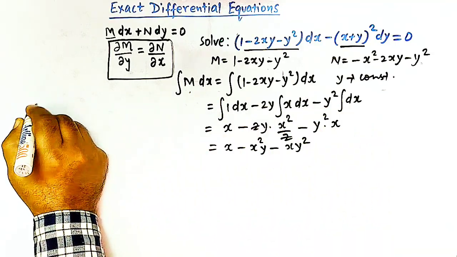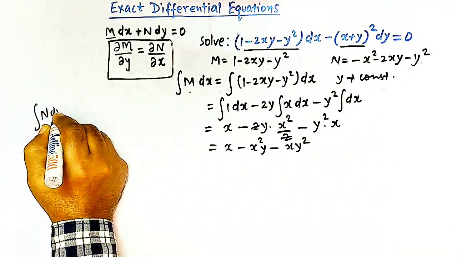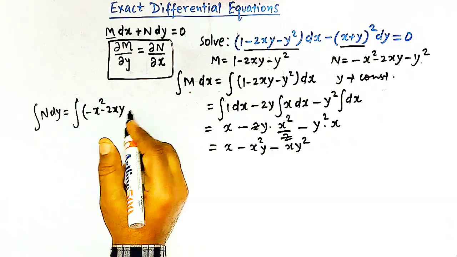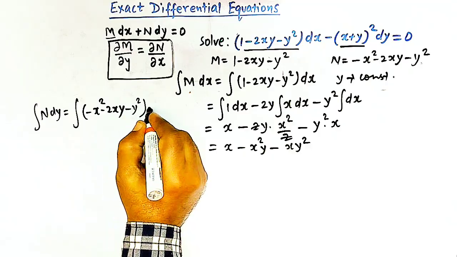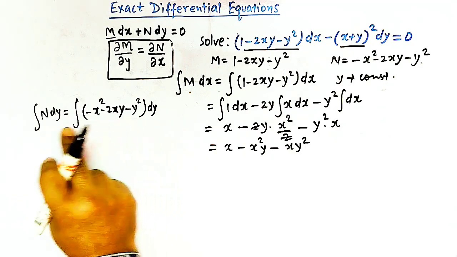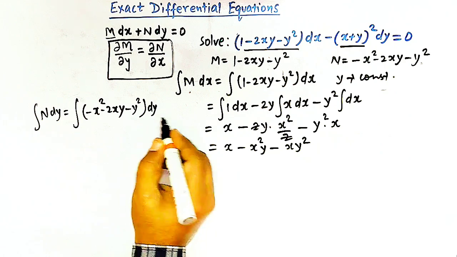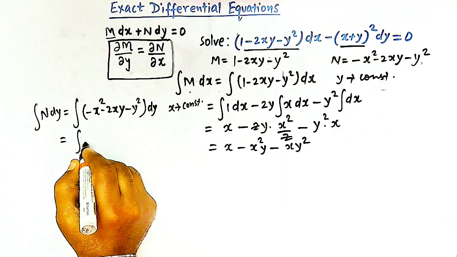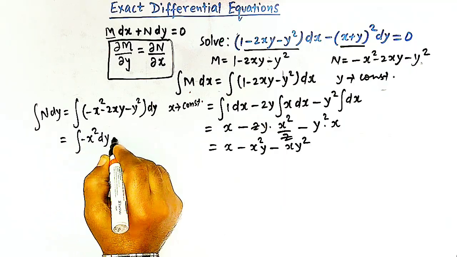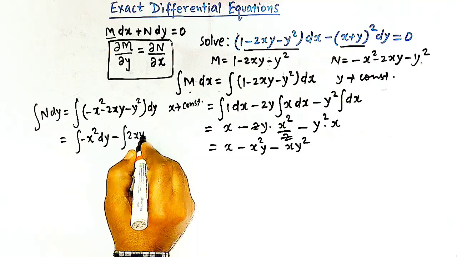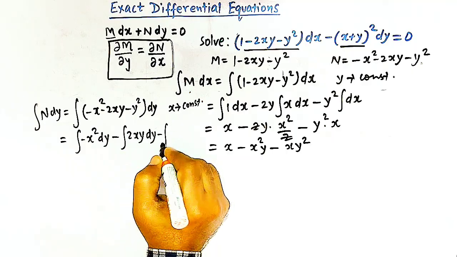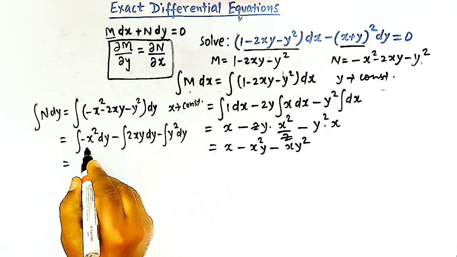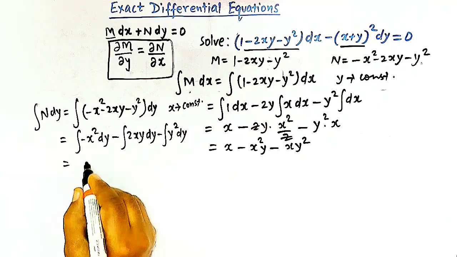So now let us find out the integral of N dy. N is minus x square minus 2xy minus y square, and here we have dy. While calculating the integral of N dy, we take x as constant. So here we have integral of minus x square dy, then we have minus integral of 2xy dy, and minus integral of y square dy. Here we are taking x as constant, so we can take x square outside the integral.